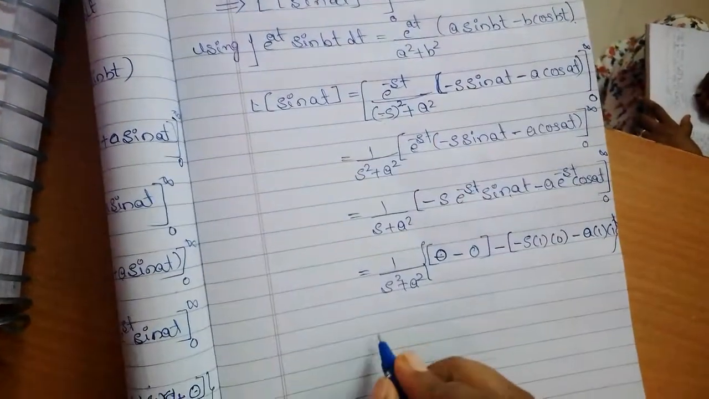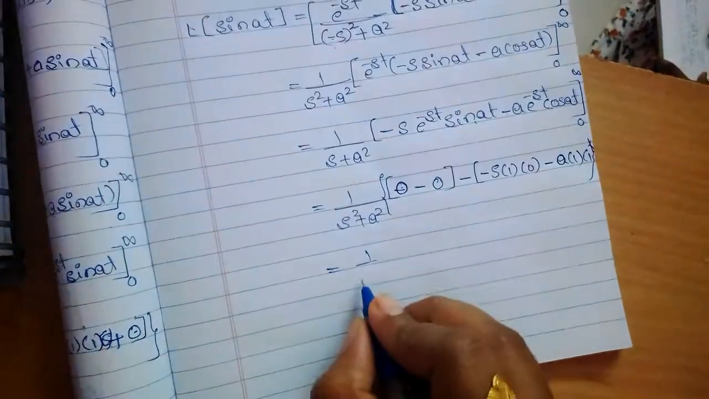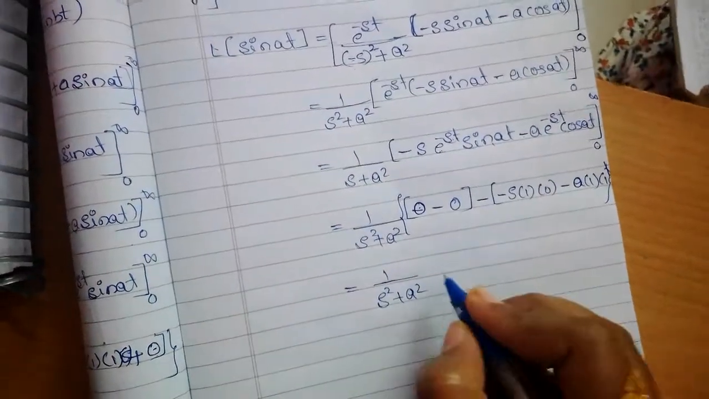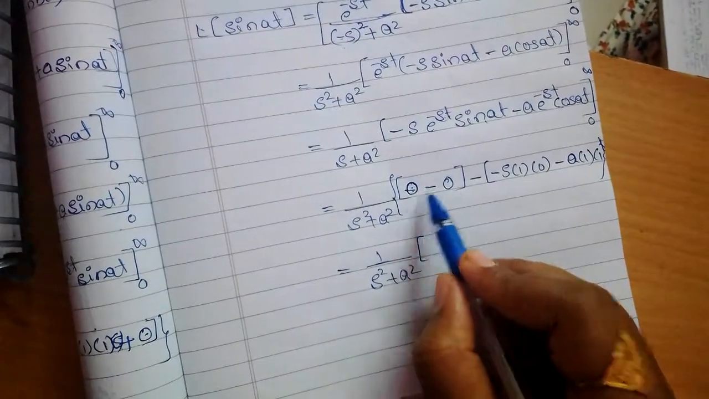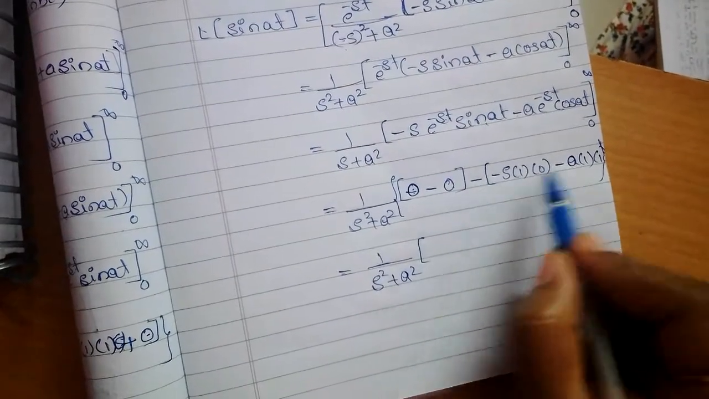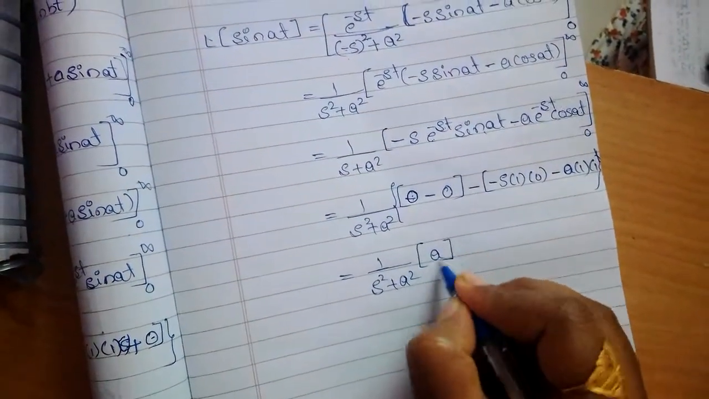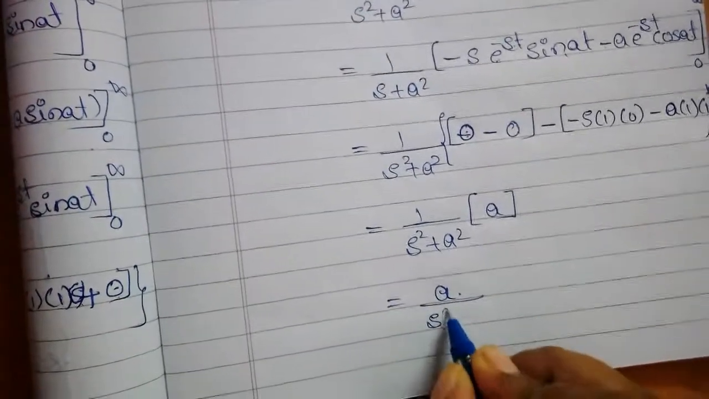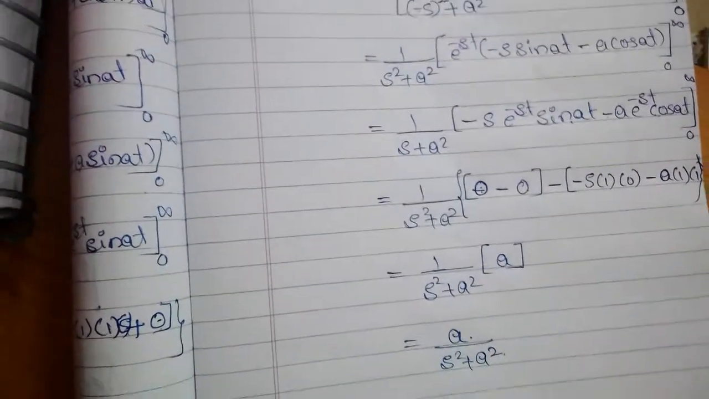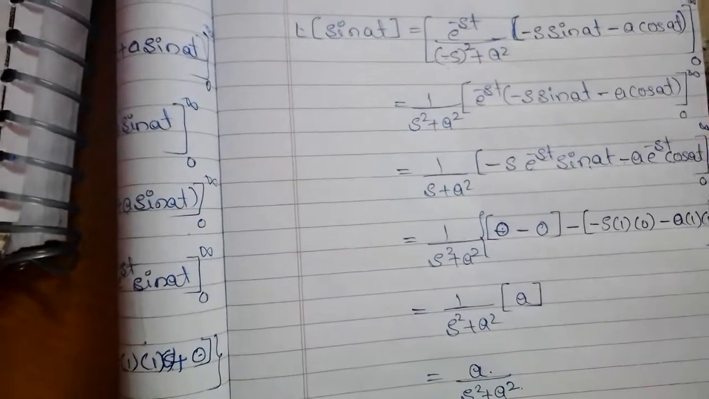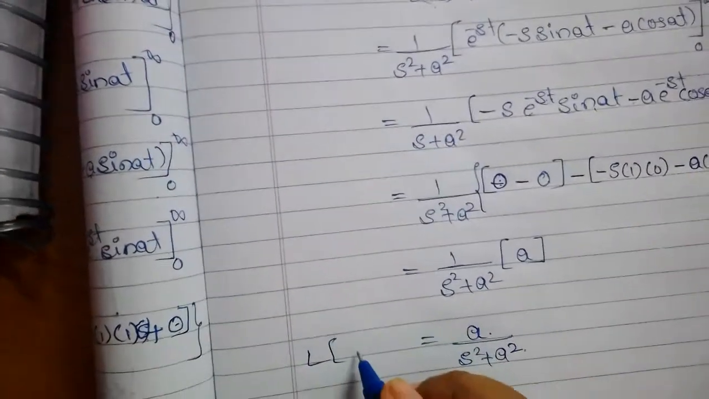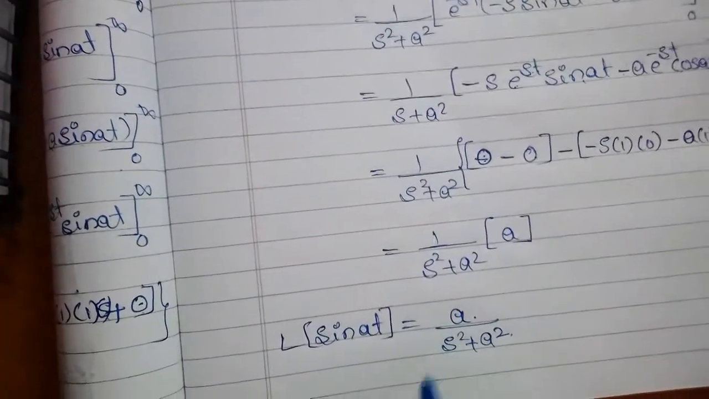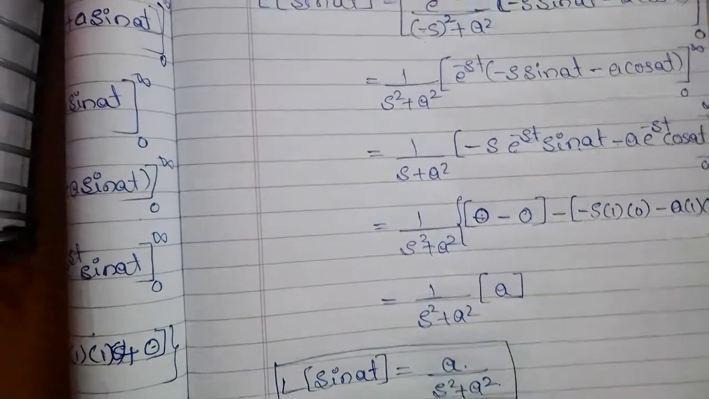Here next 1 divided by s square plus a square. Here it is 0 minus 0, it is also 0, then minus into minus plus, this is into a. Final answer is a divided by s square plus a square. Laplace transform of sin at is a divided by s square plus a square.